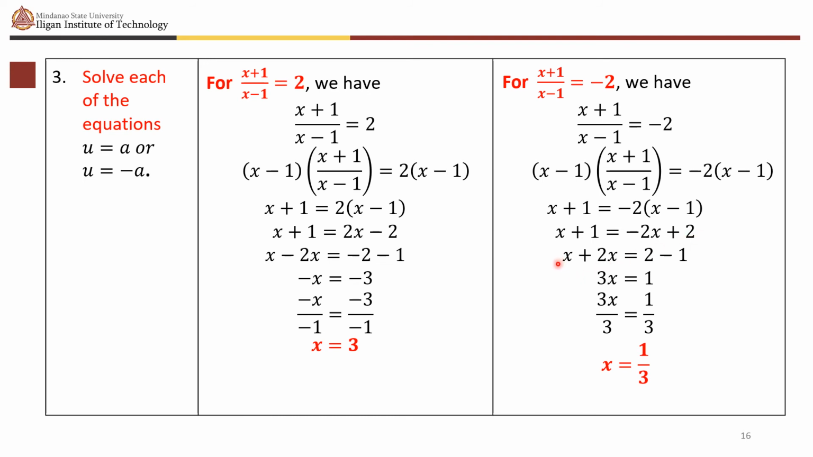And combining similar terms, you have x plus 2x here, because when you transpose negative 2x on the other side, minus 2x becomes plus 2x. And on the other side, you have 2 minus 1. Okay, transpose 1 on the other side. You will have 3x equals 1, or 3x over 3. This time we divide both sides by 3 to come up with x equals 1/3.